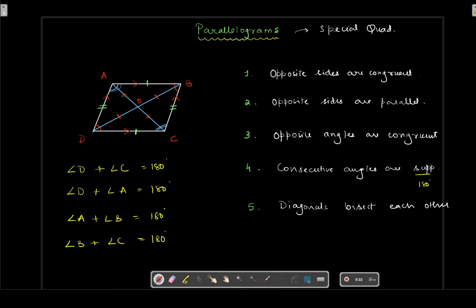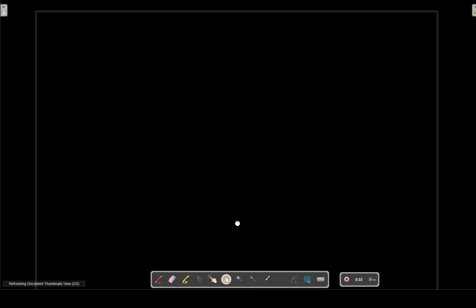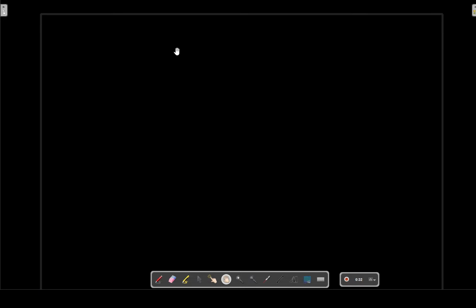Now these are all the properties of a parallelogram. All of these should be satisfied for a figure to become a parallelogram. Now let's see some questions that you can expect on properties of parallelogram.